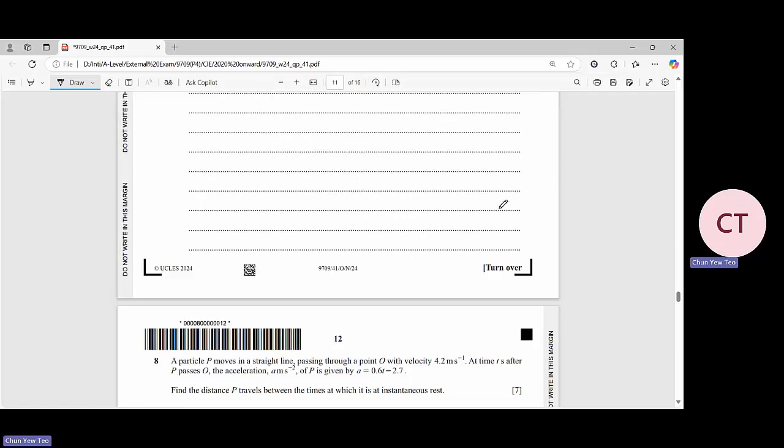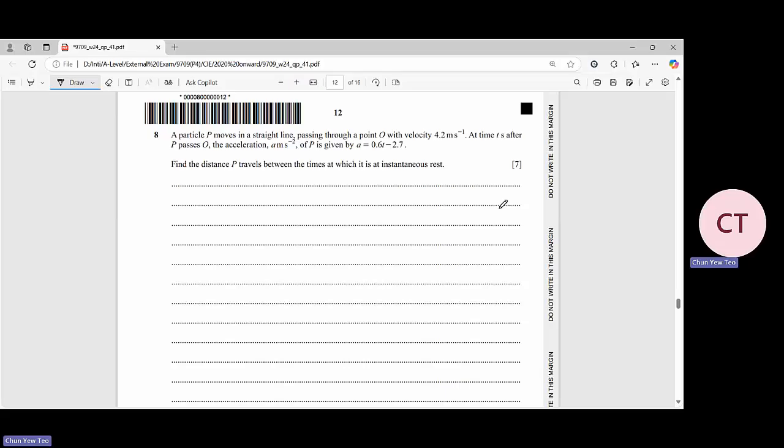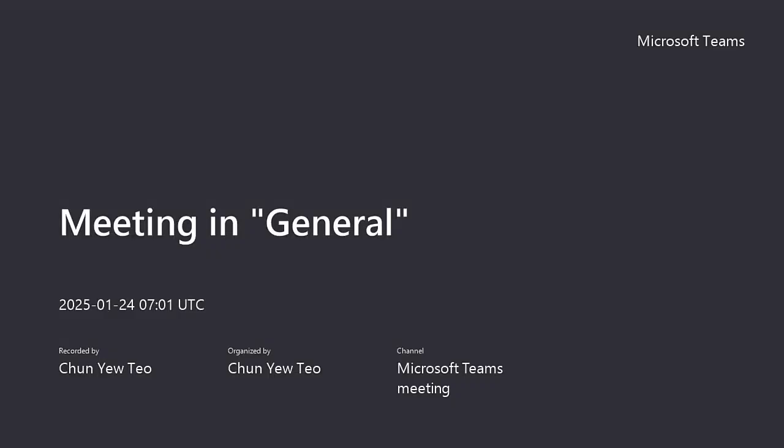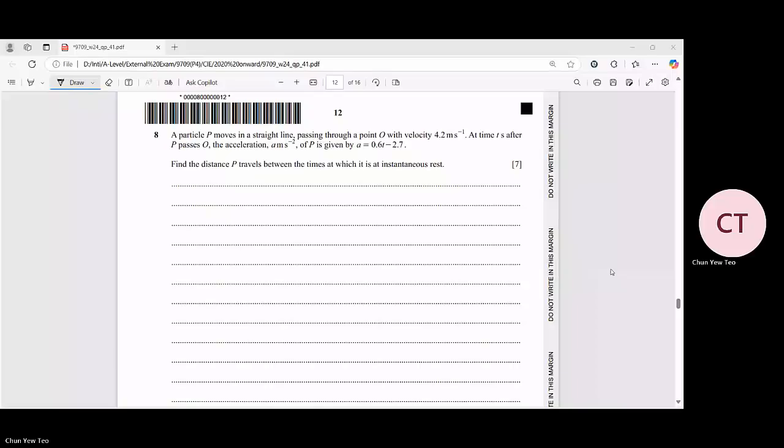And now we move on to question number 8. Okay, now take a look at question number 8. A particle P moves in a straight line passing through a point O with a velocity of 4.2 meter per second. At time t seconds after P passes O, the acceleration is a, and it is given that a equals 0.6t minus 2.7. We want to find the distance traveled between the times at which the particle is at instantaneous rest.